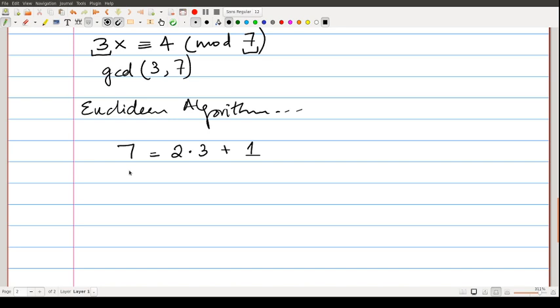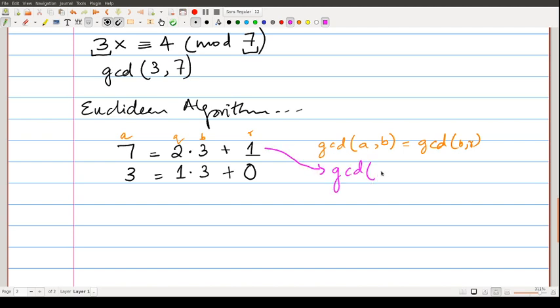So 3, remember that this is A, this is B, this is Q, this is R. So the GCD of A and B is the same as the GCD of B and R, and so I divide this B by R. What I get is 1 times 3 plus 0, and this tells me, because the last non-zero remainder was 1, this is my GCD. If you recall the method from the last class, the GCD of 3 and 7 is in fact 1.